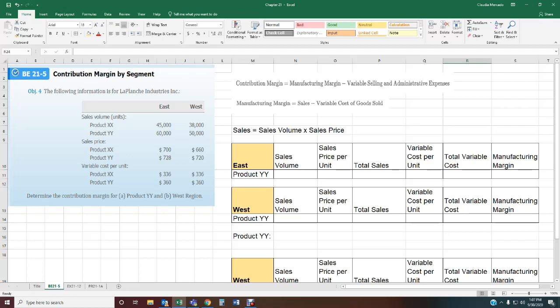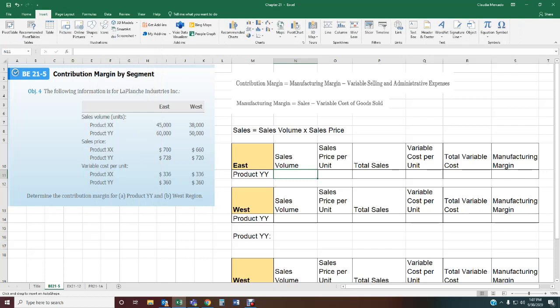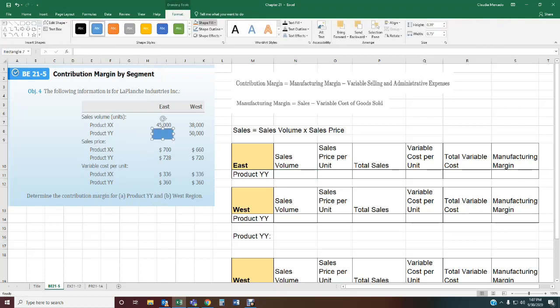Now, the first component that we need to do is figure out my sales. How can I figure out my sales? Well, your sales are equal to your sales volume in units times your sales price. So for product YY, I have 60,000 units at $728 a piece. Now I can calculate my sales. So what am I doing? I'm going to get my sales volume from right here, and we're doing the East component right there.